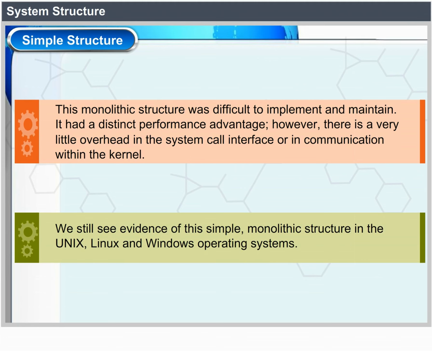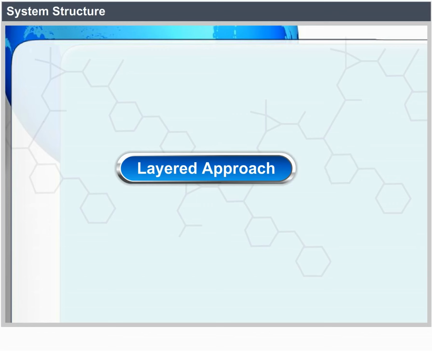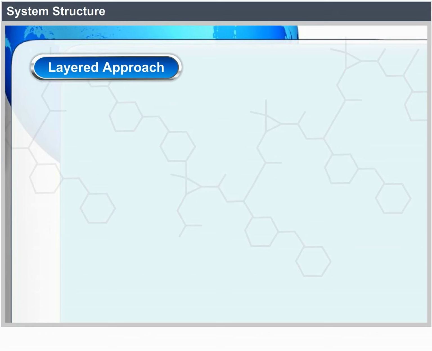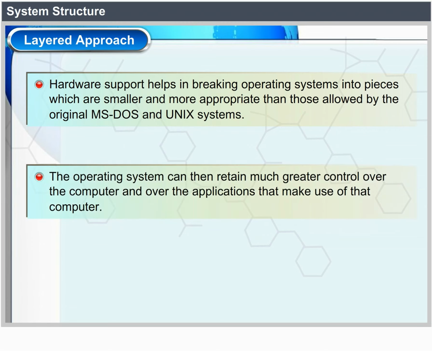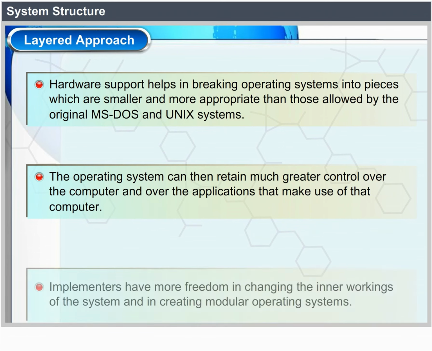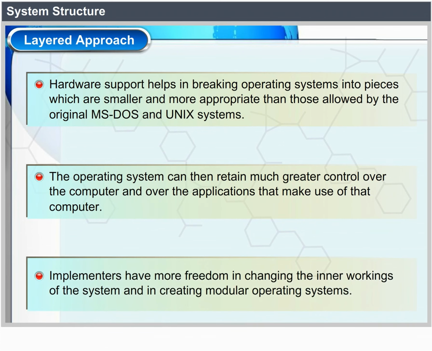Layered approach. With proper hardware support, operating systems can be broken into pieces that are smaller and more appropriate than those allowed by the original MS-DOS and Unix systems. The operating system can then retain much greater control over the computer and over the applications that make use of that computer. Implementers have more freedom in changing the inner workings of the system and in creating a modular operating system.